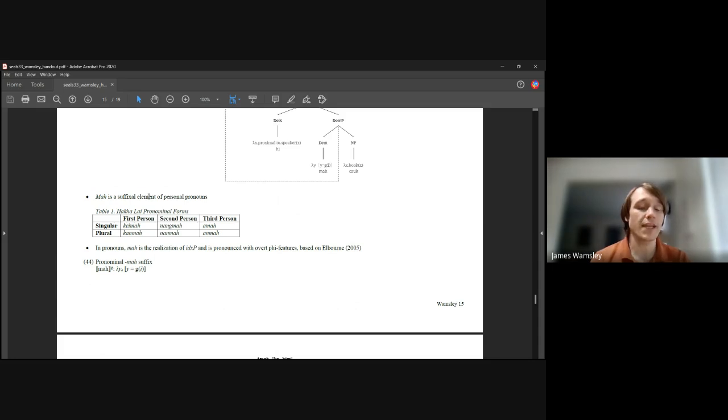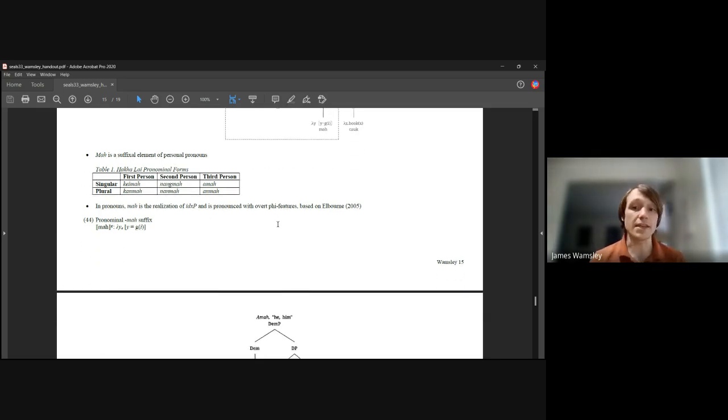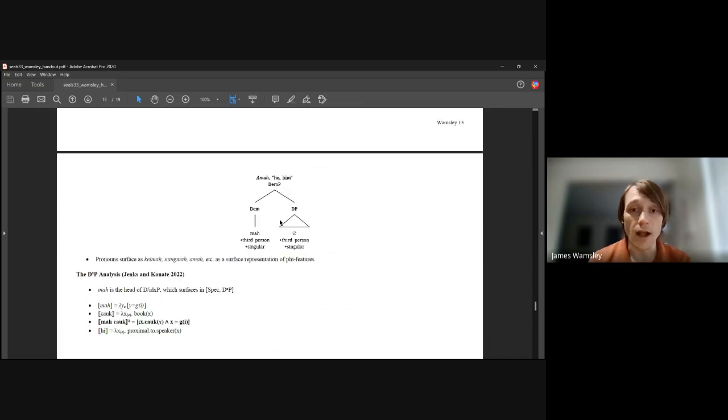It's also, like I mentioned earlier, a suffixal element of personal pronouns. We see in table 1, each of these personal pronouns contains this ma suffix. And I'm arguing that this simply is the index. So we have the index, which I call dem here, taking the elided DP as its argument. The elided DP having third person and singular phi features leads the ma to surface as it does.